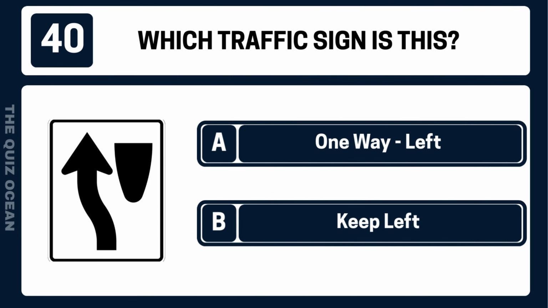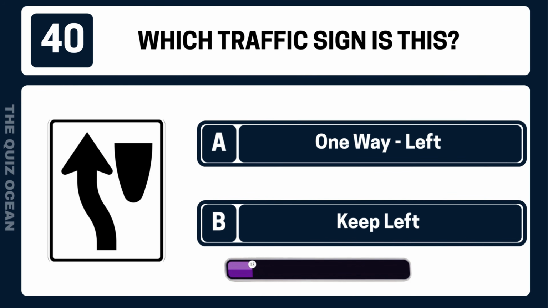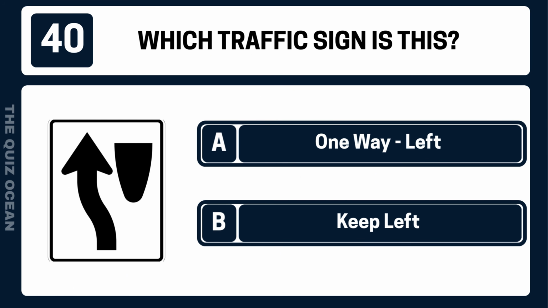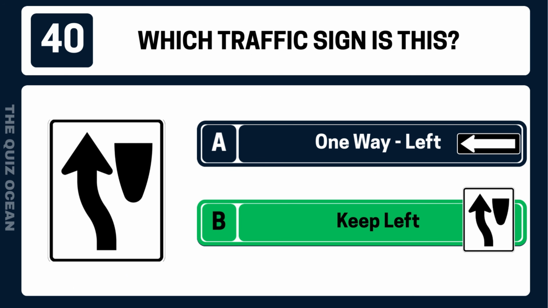Question 40. Which traffic sign is this? A. One way, left. B. Keep left. The answer is B. Keep left.